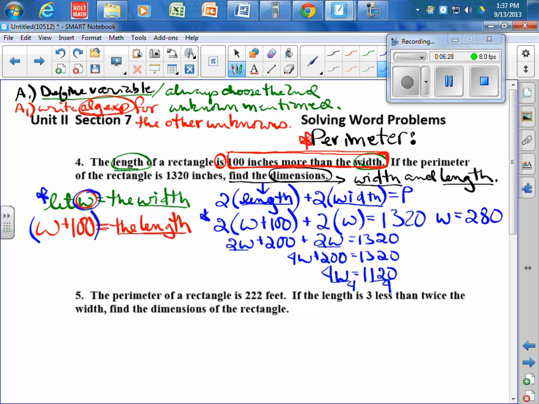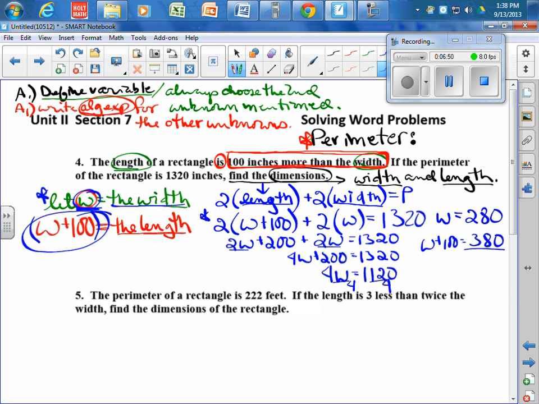Well, it means that since I said from the very beginning that W stood for the width of this rectangle, the width must be 280. So how am I going to find the length now? Well, it's 100 more than the width, so I'm going to take W plus 100, which is equal to 380. So the length must be 380.